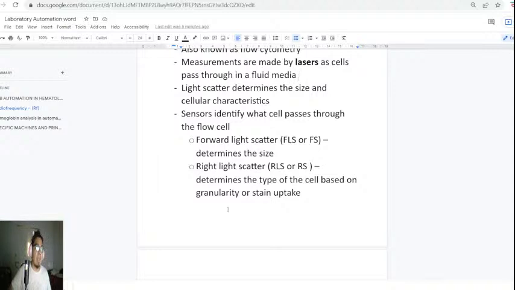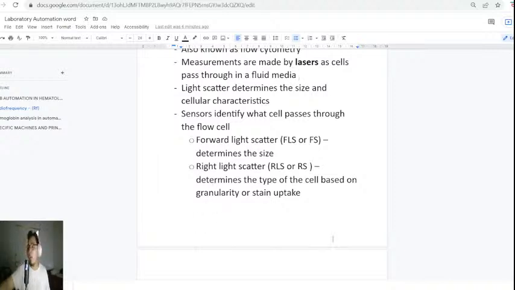So for example, in a flow cell cytometer, light scatter is usually used when we try to determine reticulocytosis or reticulocytes. When we stain reticulocytes, they have a lot of ribosomal remnants present. Okay, so they would scatter the light differently as opposed to an RBC.